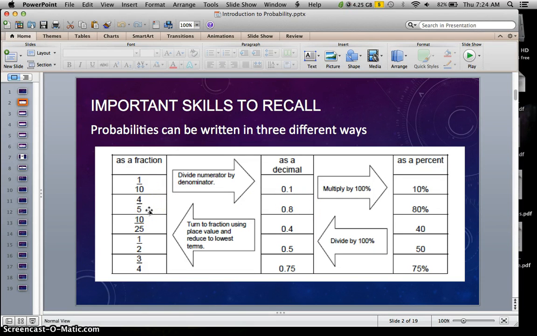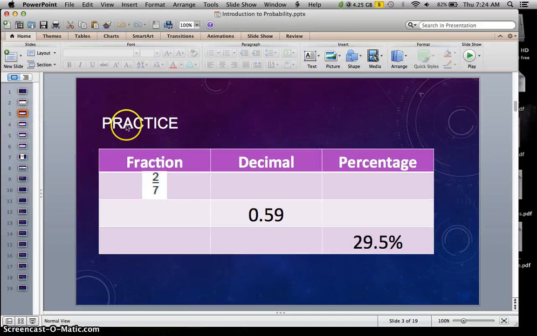We're going to take a look at a few examples so that you know exactly what I'm referring to here. On your sheet, you'll see that there's a chart. We're going to fill in the chart together. So we've got fraction, decimal, percentage. We've got 2/7 as a fraction, we've got 0.59 as a decimal, and as a percent, we've got 29.5%. So we're going to fill in this chart accordingly. Take a moment to pause the video, go through and do this chart before we take a look at the answers.